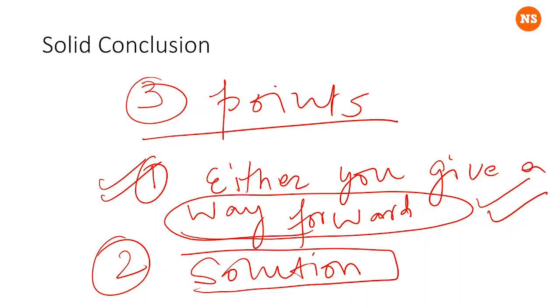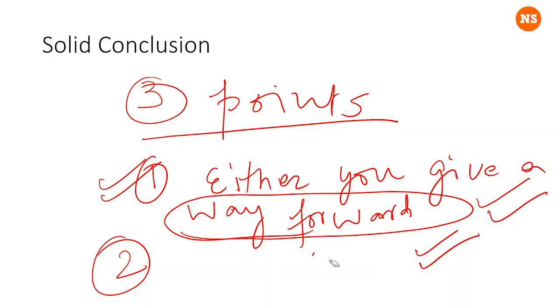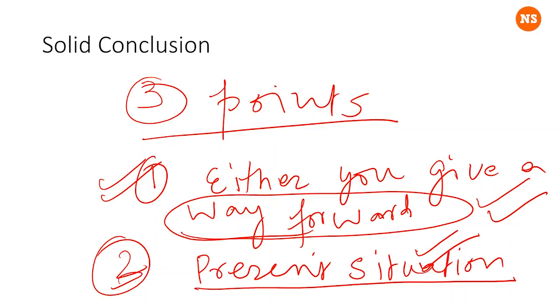And the third one would be talking about the present situation. If you do not have great points on a solution, or you do not have a good idea about how to give a way forward, what you can do is talk about the present situation. Again, if we see the example of cross-border terrorism, we can talk about the present situation, how it is affecting the economies, how it is affecting the social strata, how it is affecting geographical boundaries. All that you can write, and that would result in a great conclusion.